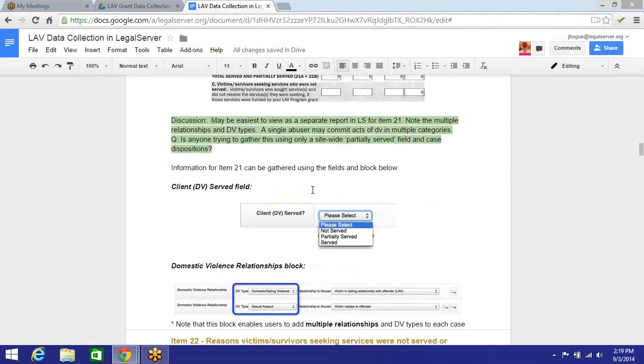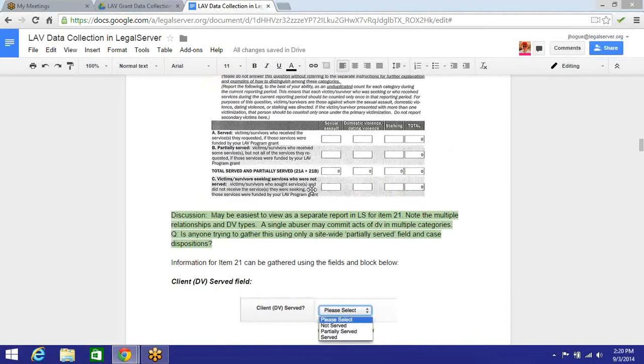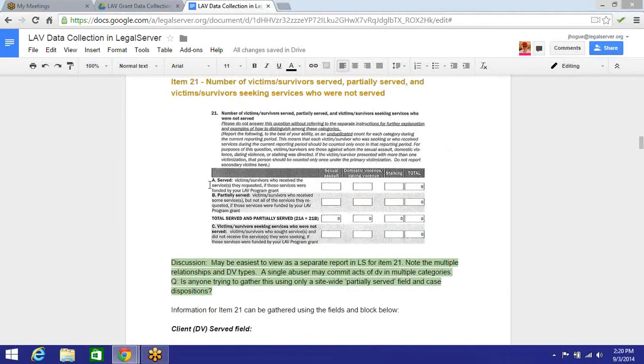Partially served is one of these selections, but I did want to just ask whether anyone is trying to use a site-wide partially served indicator for this? In other words, is there anyone who's trying to gather partially served people independent of LAV? For example, there was a study a while back where LSC said, we want you to figure out who got served but not all the services they requested. Is anyone collecting that data outside of LAV right now?